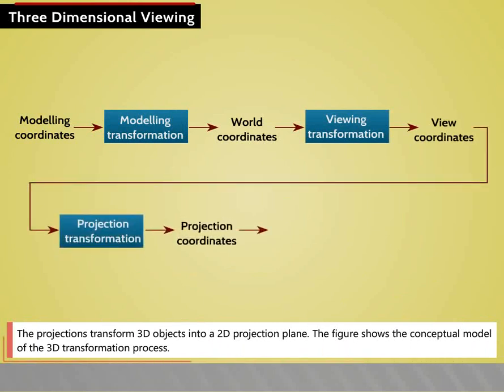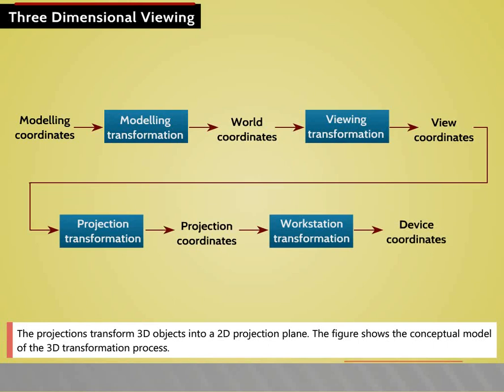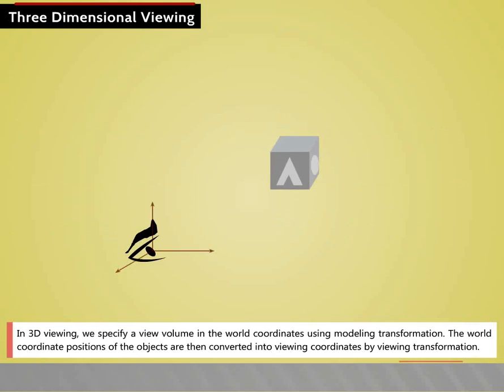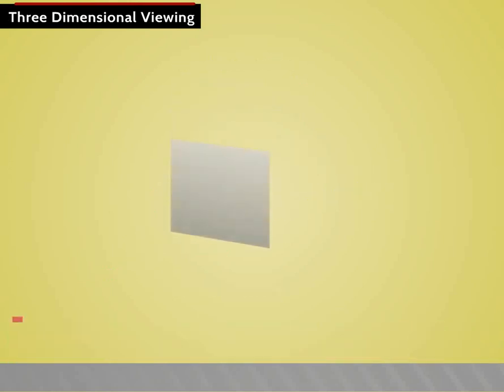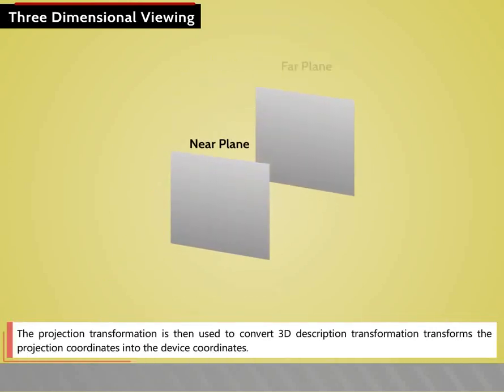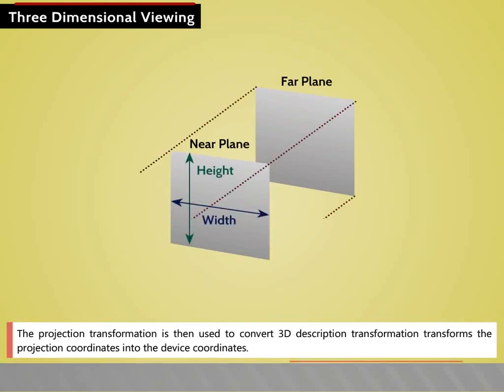The figure shows the conceptual model of the 3D transformation process. In 3D viewing, we specify a view volume in the world coordinates using modeling transformation. The world coordinate positions of the objects are then converted into viewing coordinates by viewing transformation. The projection transformation is then used to convert the 3D description into 2D, and the workstation transformation transforms the projection coordinates into the device coordinates.